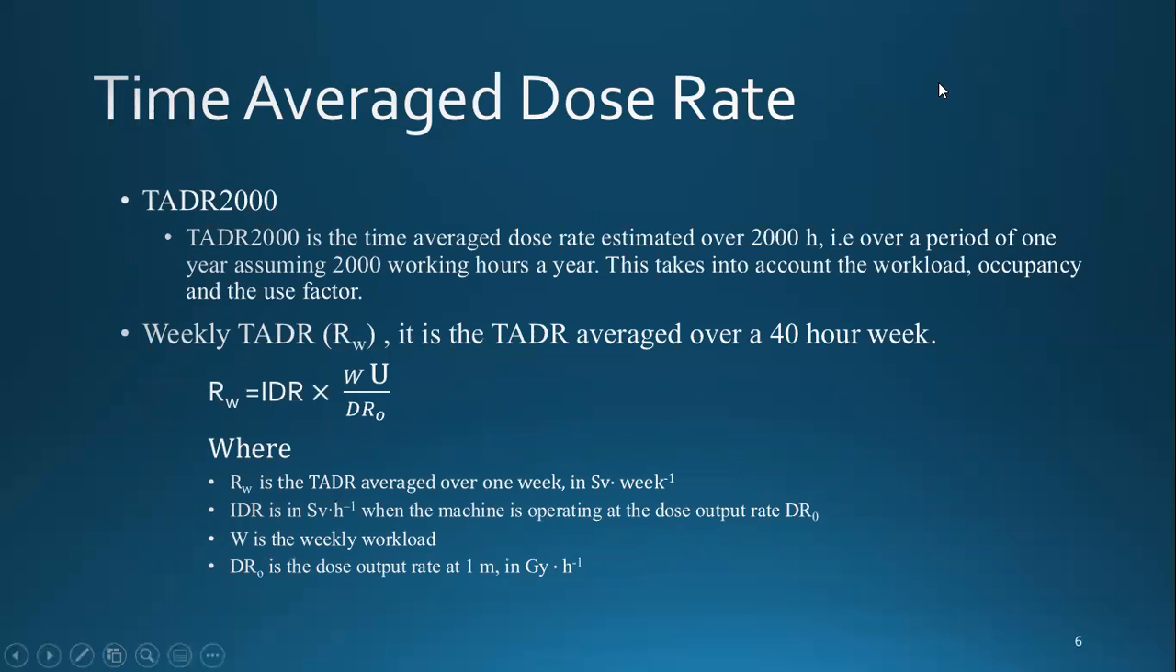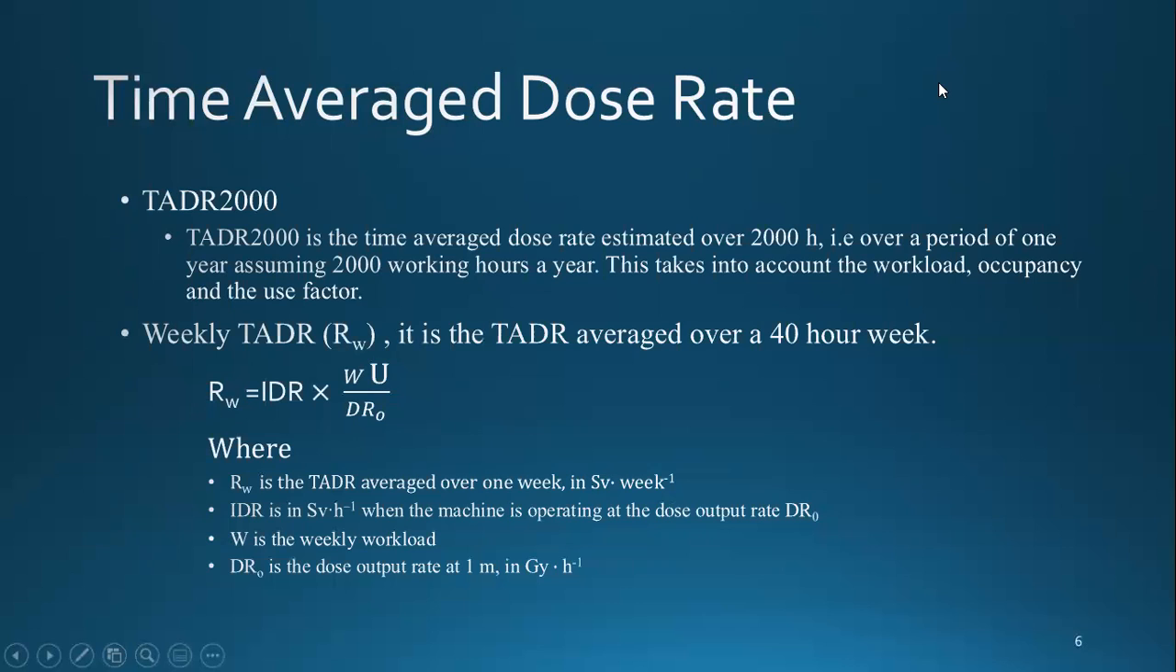TADR 2000 is the time average dose rate estimated over 2000 hours, which is almost a year. That is over a period of a year, assuming 2000 working hours a year. This takes into account the workload, occupancy factor and the use factor. Weekly TADR is the TADR averaged over 40 hours per week. That's what I said earlier also. You can have it for a week or for a year or for a day.